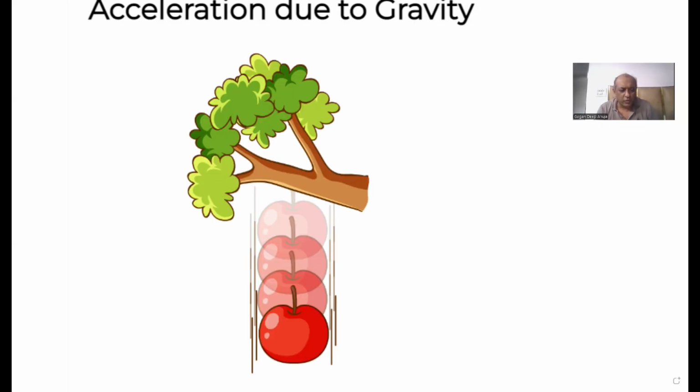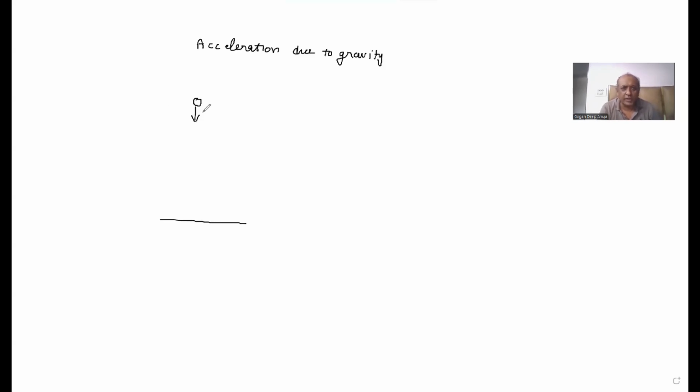So now in this video, we'll be looking at the concept of acceleration due to gravity. Acceleration due to gravity is the acceleration with which anything will fall towards Earth if it is free to move, so there is no external force acting on the body.